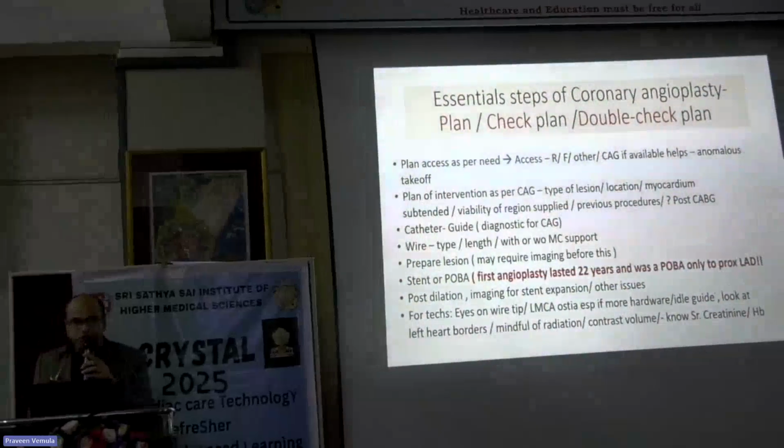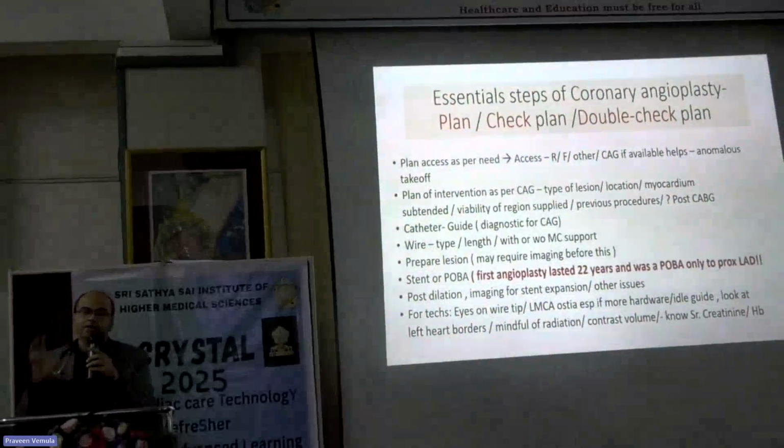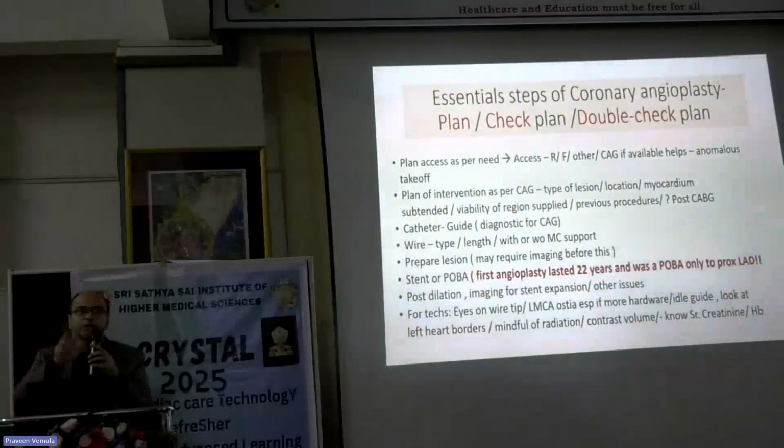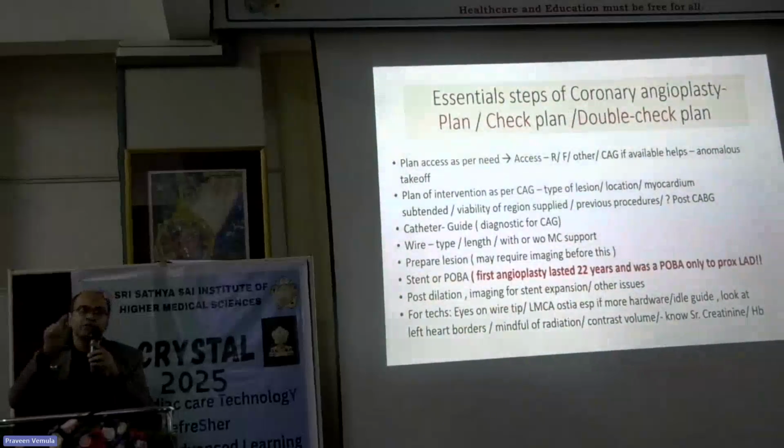At least in your exams, you should know it's radial or femoral. And the plan is made for us even before that. Am I going to do a double bifurcation? Am I going to put 2 wires? Am I going to put 2 balloons?